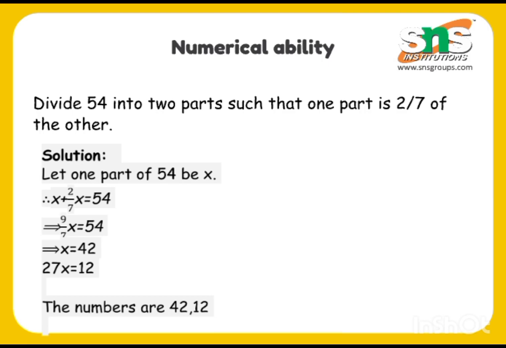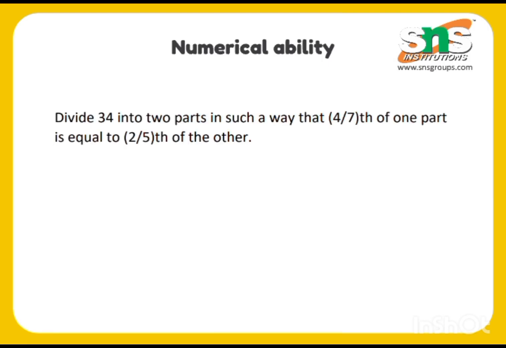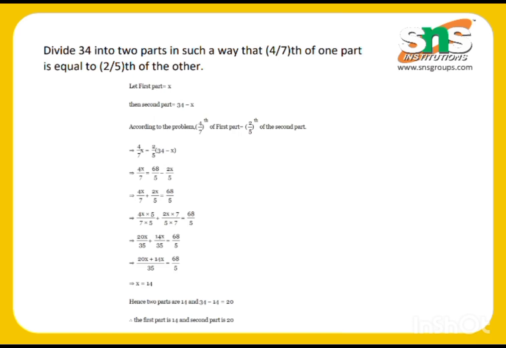So this is how you solve the equation. The other question given is: divide 34 into two parts in such a way that 4 by 7th of one part is equal to 2 by 5th of the other part. You can see the solution and try this problem by yourself. So this is how, whenever a statement question is given, you form an equation and you solve the problem.